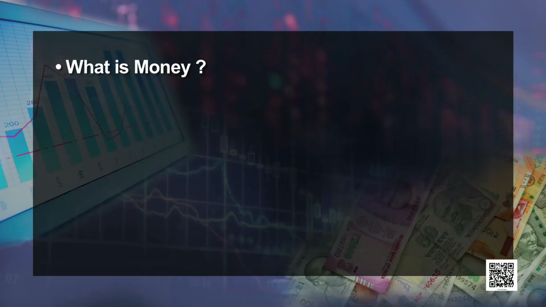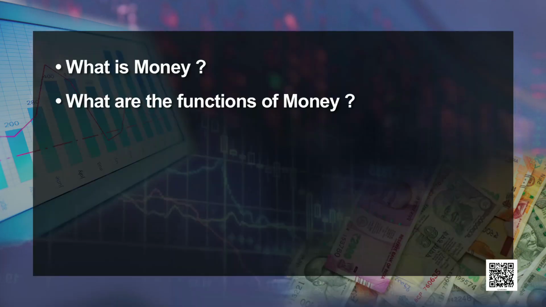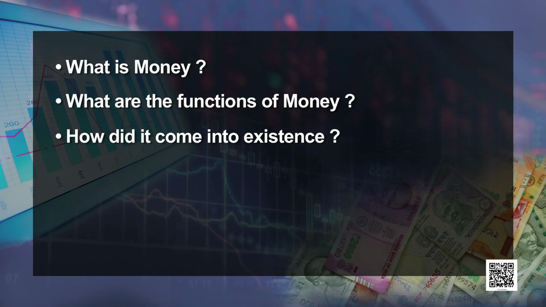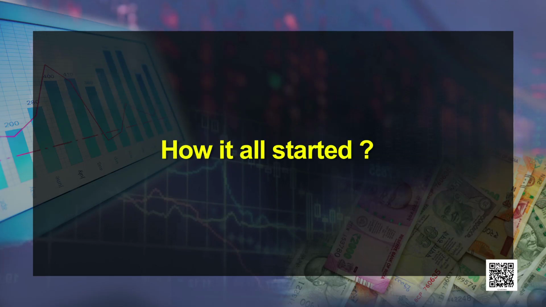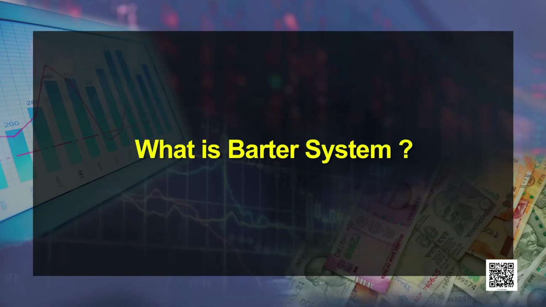So after this chapter, you'll be able to learn about what is money, what are its functions, and how did it come into existence. So let's talk about medieval centuries. What happened was there was no single unit of exchange. So people were indulging into barter system. You'll wonder, what is barter system?